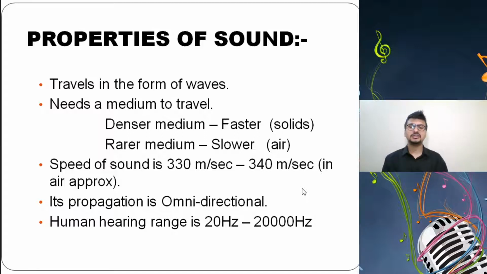Its propagation is omnidirectional. Sound propagation is always omnidirectional, meaning it travels anywhere. Unidirectional means it travels one way, like light. Bidirectional means two directions. But omnidirectional means it travels all around the origin of the sound. Like when I say hi, it is going in all directions around where I'm sitting. That is called omnidirectional.